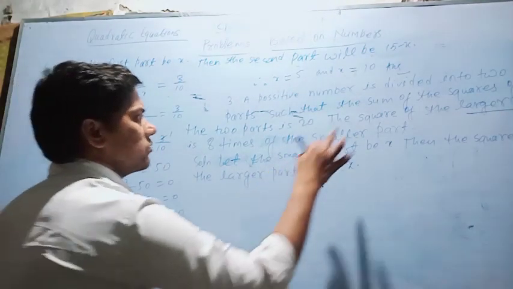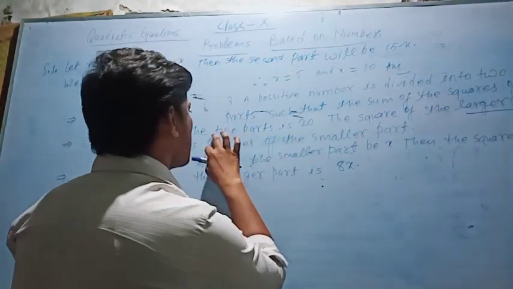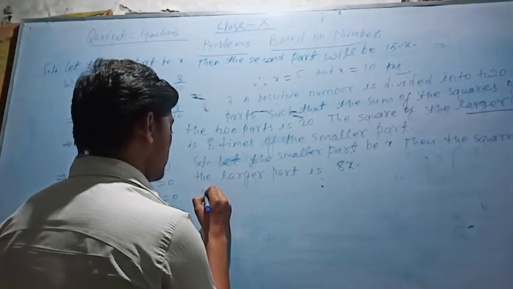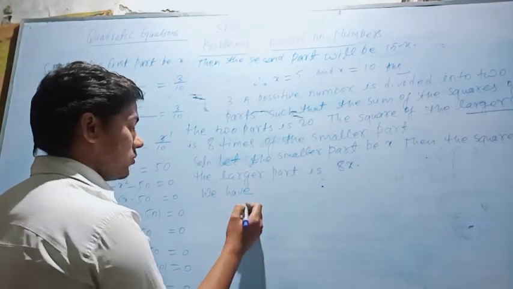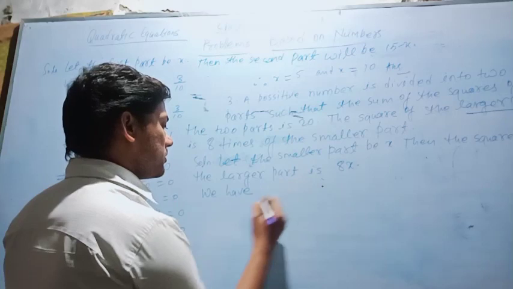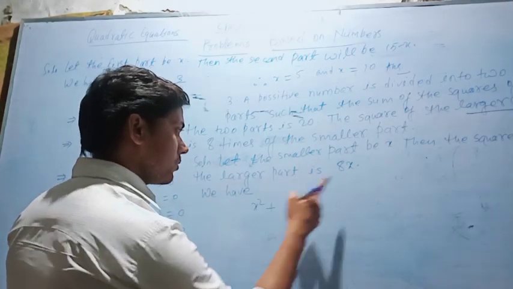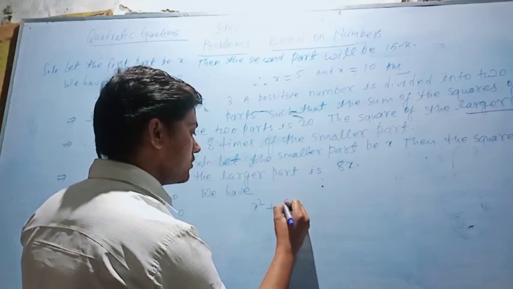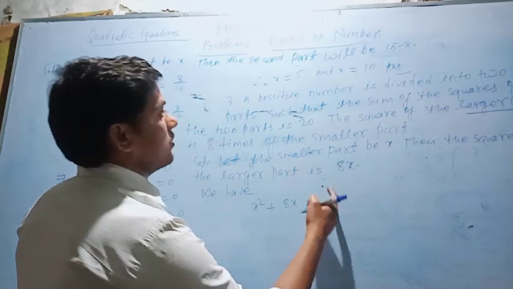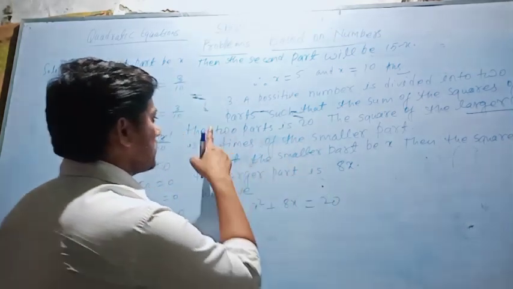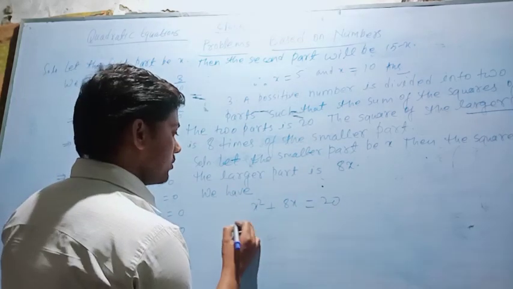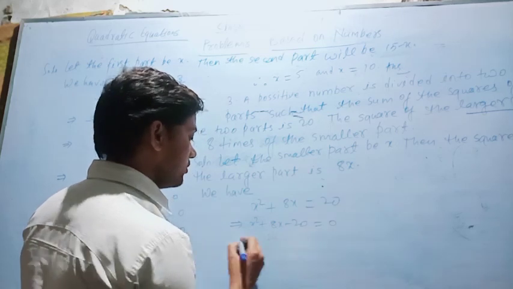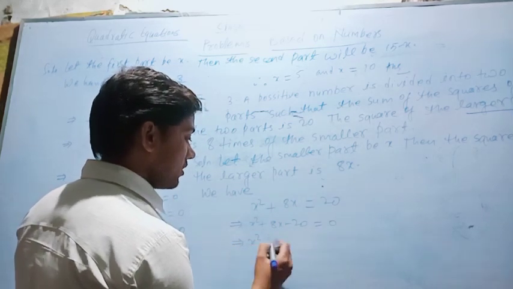Now the sum of the squares of the two parts: square of the smaller part x square, plus the square of the larger part, which is already 8x, is equal to 20. So x square plus 8x minus 20 is equal to 0.